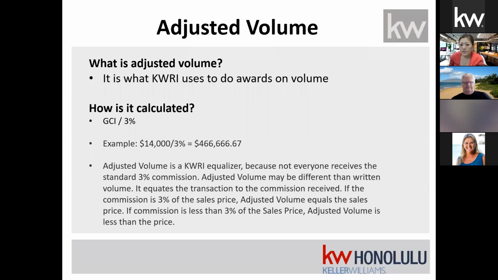Yeah, the reason why they do this is because it's a KWRI equalizer formula, because not all commission percentages are 3%. 3% is a standard, but sometimes it's 2.5, sometimes it's 2% based on different circumstances, sometimes it's 3.5. To equalize all of those different commission percentages, they use a formula to center everything like an average for their awards purposes. That's just how they do it. Gotcha. Okay. Thank you.